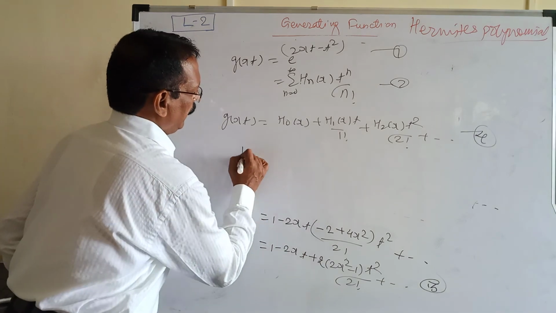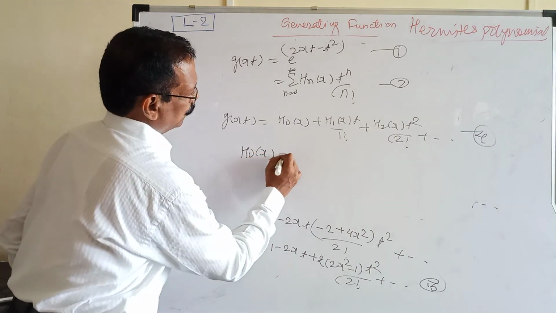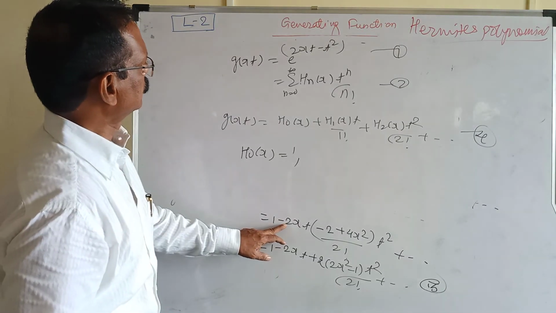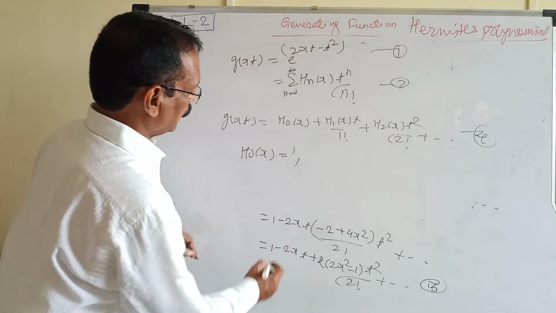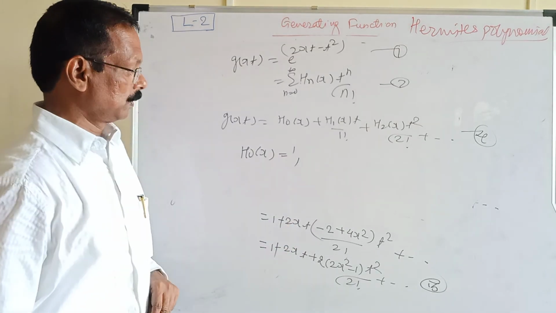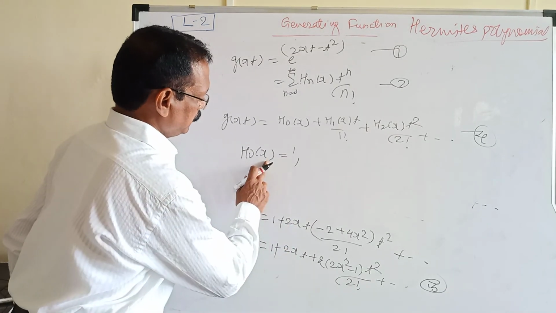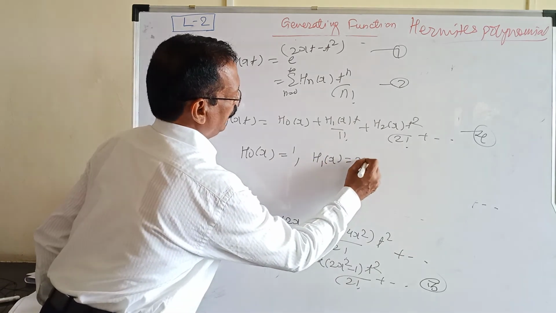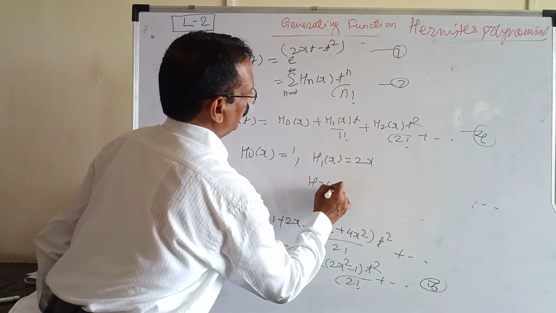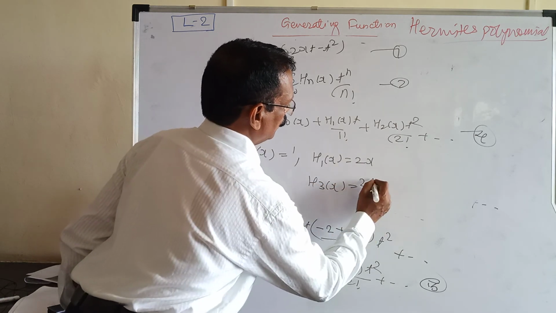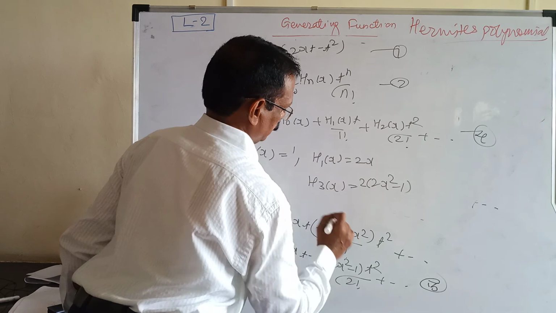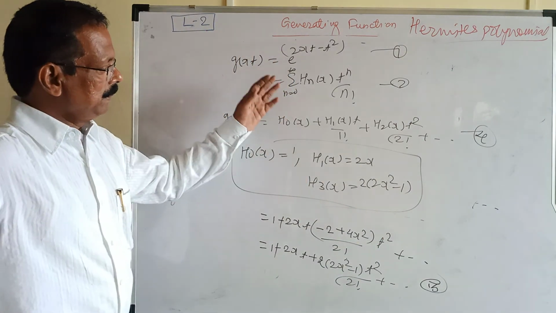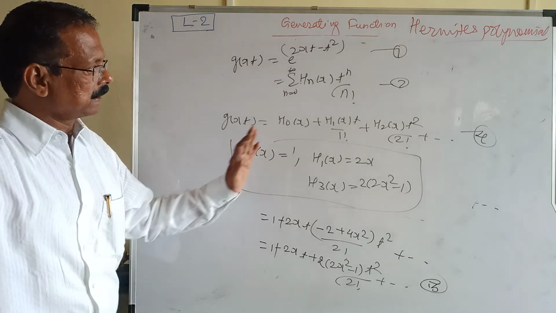What we need here: h0 of x is equal to 1. It is 2xt plus 2xt. So here h0 of x is equal to 1, h1 of x is equal to 2x, h2 of x is equal to 2 into 2x square minus 1. These are the Hermite's polynomials. So we found the Hermite's polynomials.